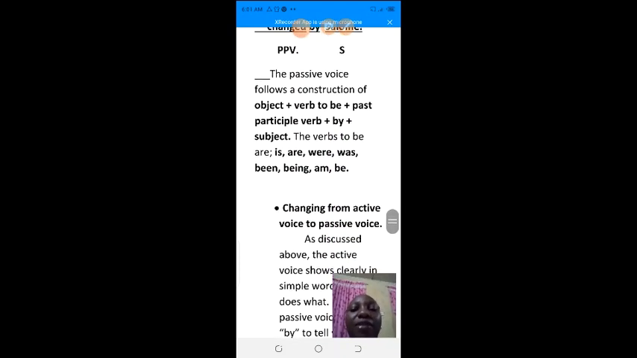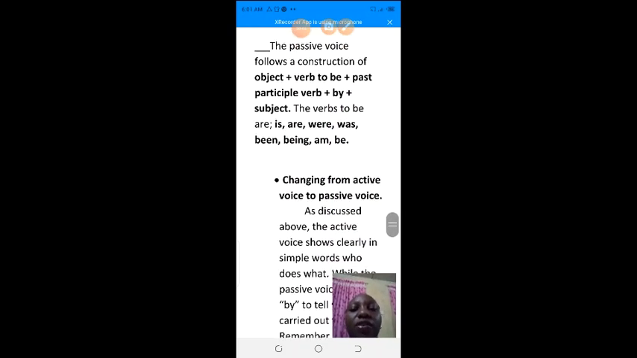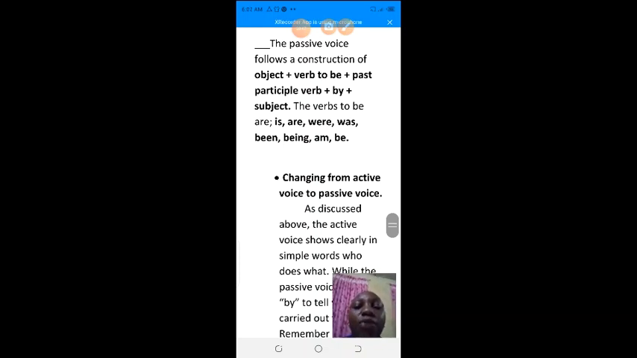That is how passive voice is constructed. We have the object plus the verb to be plus the past participle verb plus the preposition by plus the subject. It is very easy. The object comes first, followed by a verb to be, followed by a past participle verb, followed by the preposition by. It is the by that introduces the subject to the sentence.